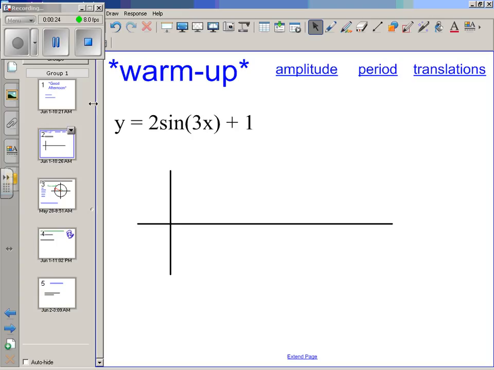First question is going to be a warm-up that covers what we did yesterday a little bit. Our function here is y equals 2 times sine of 3x plus 1. Our amplitude is going to be 2. Our period is 360 divided by 3, which is going to be 120 degrees. And then our translation is that we're going to move up 1.